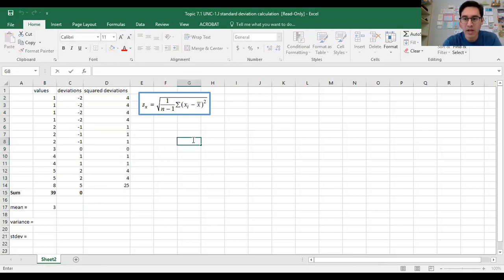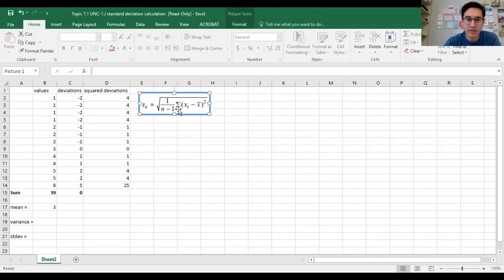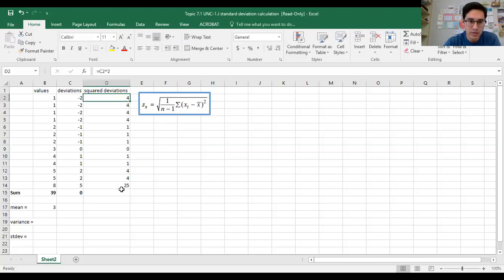So what parts of the formula have we already done? We've subtracted the mean from each value, we've squared those results, and now we're going to sum that. Okay, so I'll just put it down here on the bottom. We'll sum all these squared deviations. Okay, we get 54.